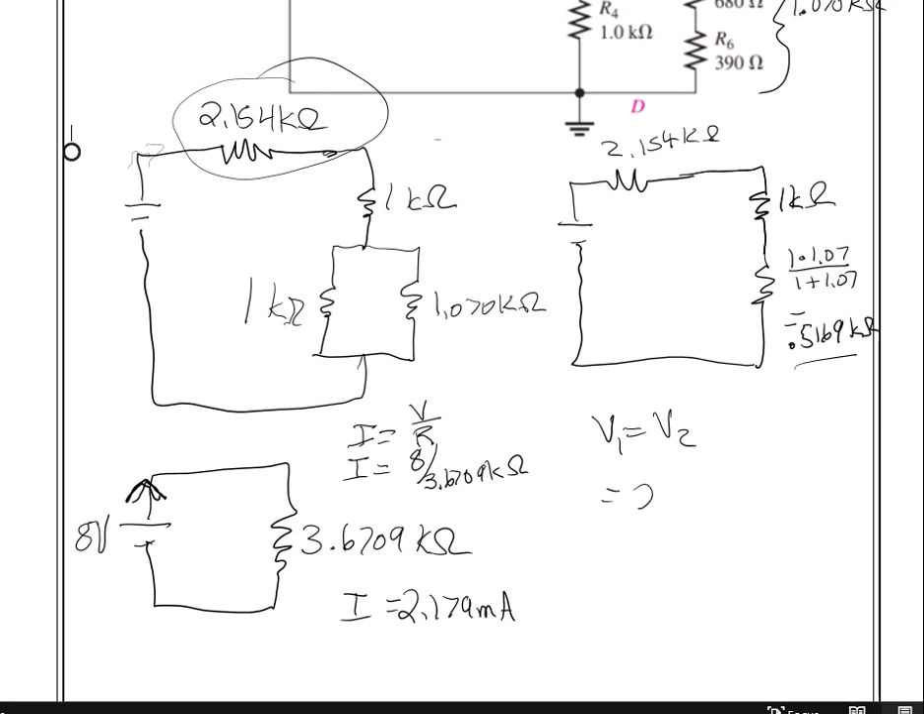equals 2.179 milliamps times 2.154 kiloohms, and the milli and the kilo cancel each other out, and I'll end up with just volts, which is 4.69 volts.